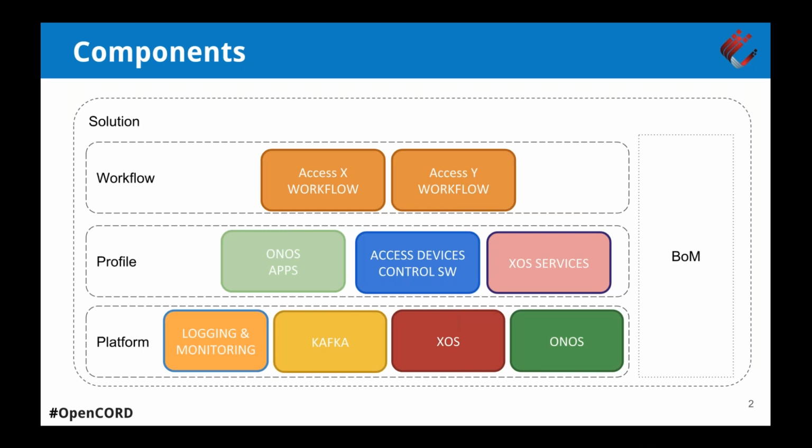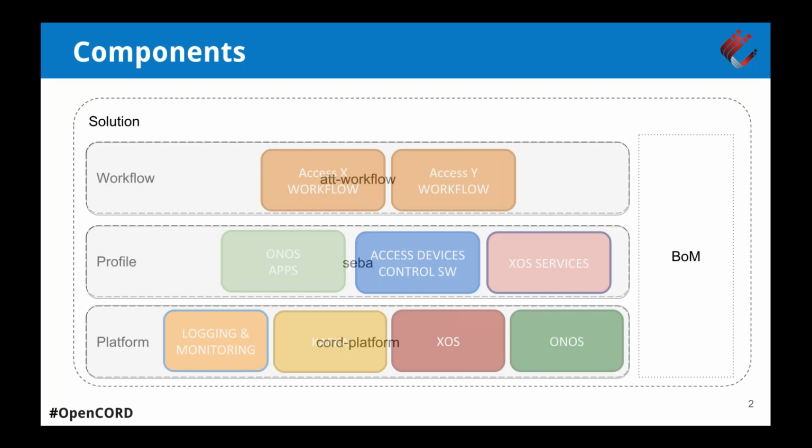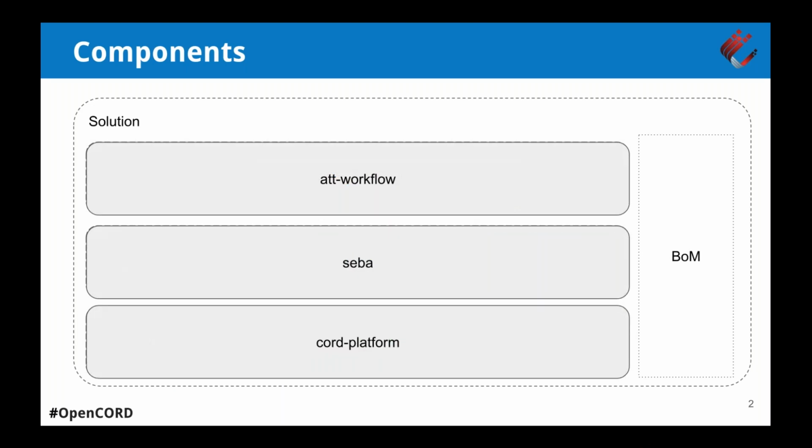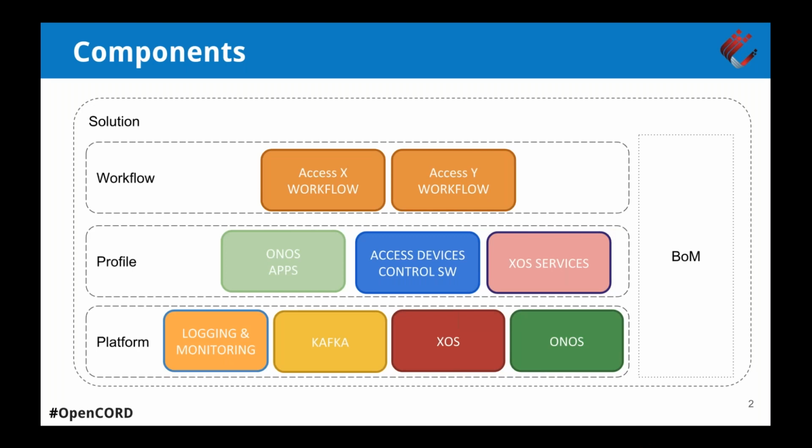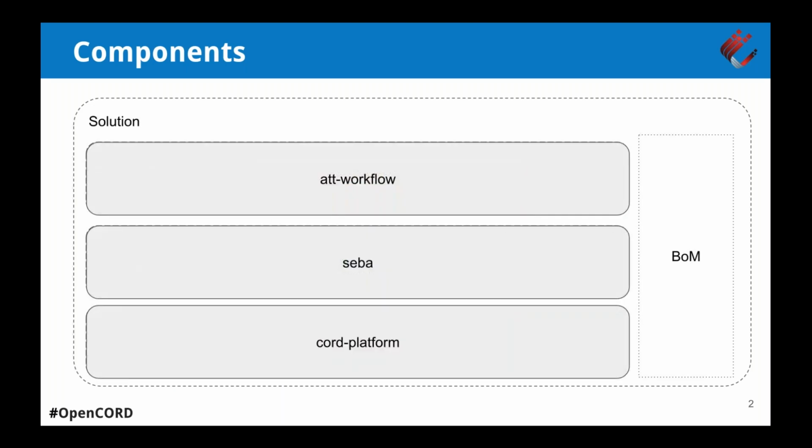Concretely, we have 3 macro charts that we are going to install. Of course, you always have the choice as a user to install the charts separately, to keep more fine-grained control over the installation, or to install them as a whole, divided in 3 macro sections: the operating system, so the core platform; the application, in this case SEBA; and on top of it, your workflow, which is going to be the AT&T workflow.